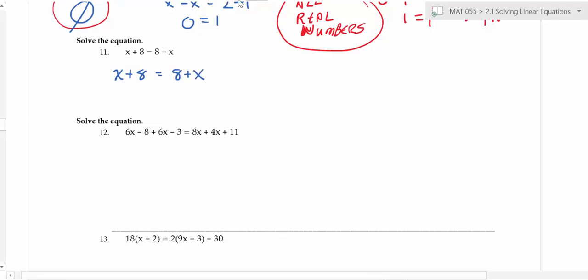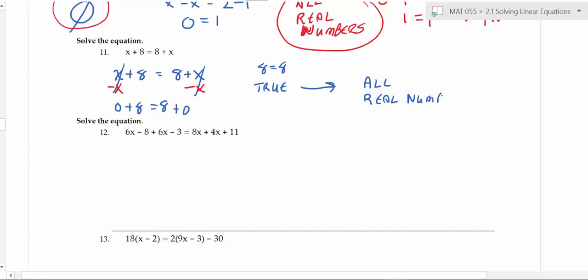So let's look at doing it this way. We don't want x's on both sides, so let's subtract x from both sides and let's see what happens. That's going to give 0 plus 8. This is going to give 8 plus 0. So you get 8 equals 8. It's a true statement. So what that means is the answer is all real numbers. All right, problem done. Now that one you can do in your head if you want to. Okay, next problem.